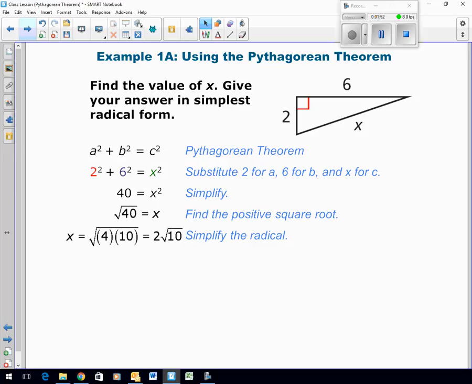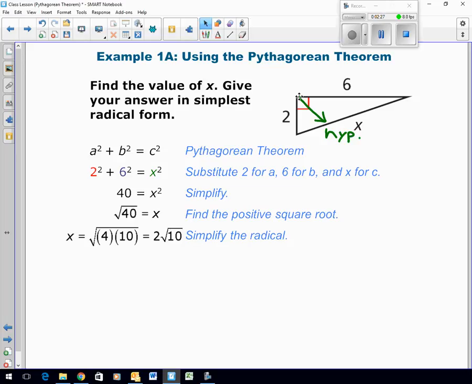Find the value of x. Give your answer in simplest radical form. If you set up the Pythagorean theorem, a squared plus b squared equals c squared, the problem is always going to be what side is A, what side is B, what side is C. Hypotenuse. So if we think of the Pythagorean theorem as leg squared plus leg squared equals hypotenuse squared, the only thing we really need to worry about is identifying the hypotenuse in each of our problems.